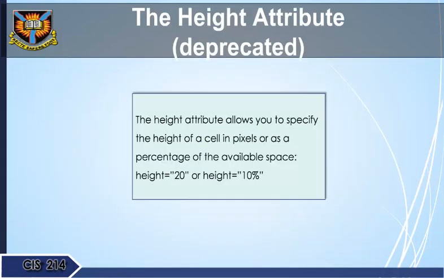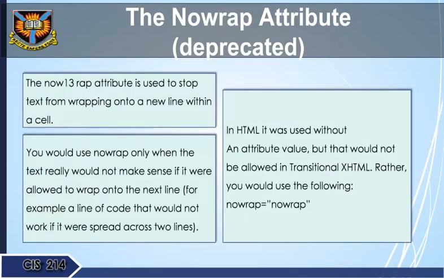The height attribute, deprecated. The height attribute allows you to specify the height of a cell in pixels or as a percentage of the available space. Height equals 20 or height equals 10%. The nowrap attribute, deprecated. The nowrap attribute is used to stop text from wrapping onto a new line within a cell.